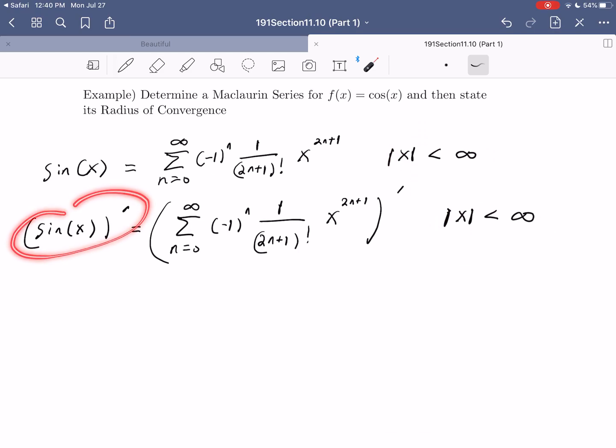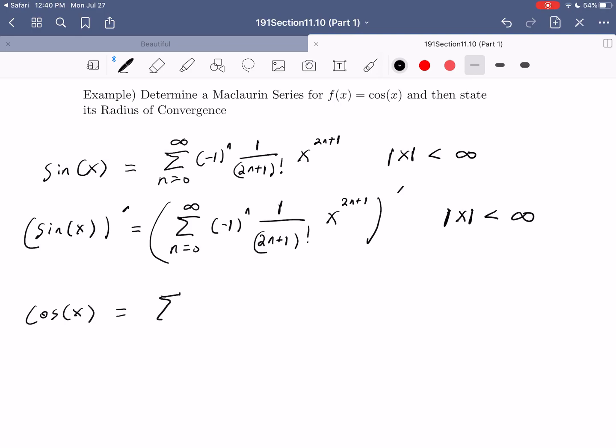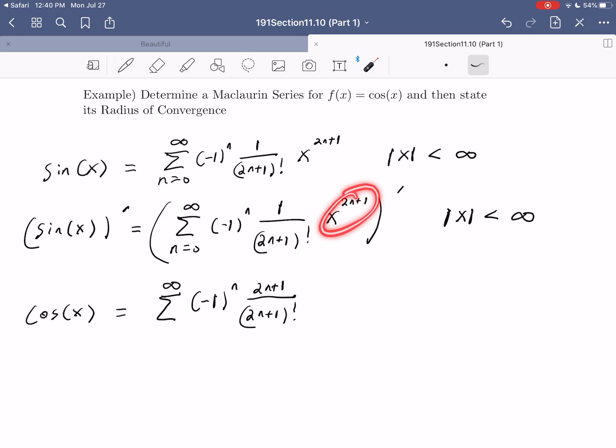Okay, over here, the derivative is going to be cosine x. Over here, we know that the derivative is going to apply past this and just impact this x to the 2n plus 1. So we're going to get the sum. We have to be a little careful about where it starts from, so I'm just going to say the sum to infinity for right now, of minus 1 to the n. This exponent is going to drop down in front, so we get 2n plus 1 over 2n plus 1 factorial. And let's subtract 1 from the exponent here: we get x to the 2n.